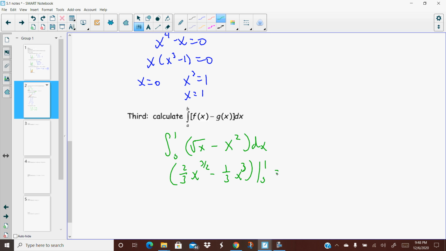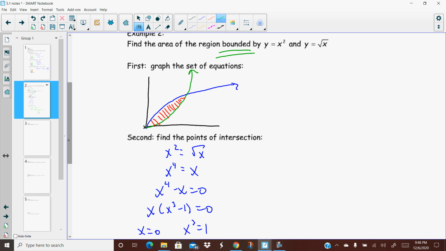Plugging a 1 in, I'm going to get 2/3 minus 1/3. Plugging a 0 in, we get 0. So 2/3 minus 1/3 is 1/3. That is the area between those two curves highlighted in red. Okay, let's move on.